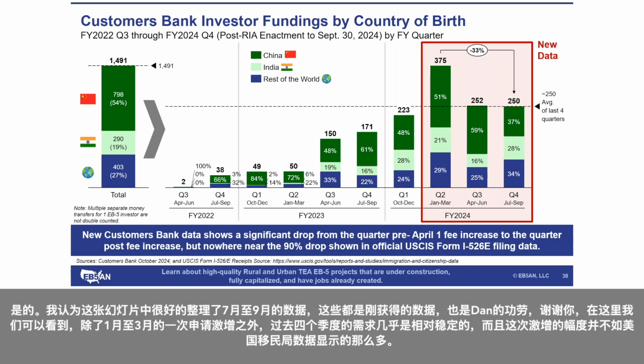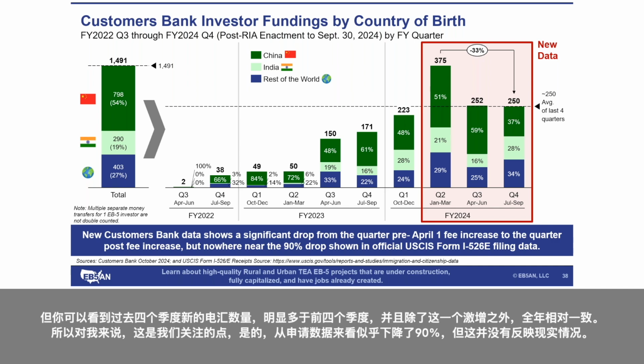Yep. And I think this slide does a good job of lumping in that July to September data as well, which we just got, courtesy of Dan. Thank you. You can see that pretty much the last 4 quarters were relatively stable, other than that one spike in Jan to March, but not nearly as much as what USCIS shows. But you can see these last 4 quarters in terms of the new wires in, significantly more than the 4 quarters before, and relatively consistent throughout that year, other than the spike. So to me, this is the story that we're focused on, which is, yeah, it looked like 90% down in the filing data, but that's not reality.